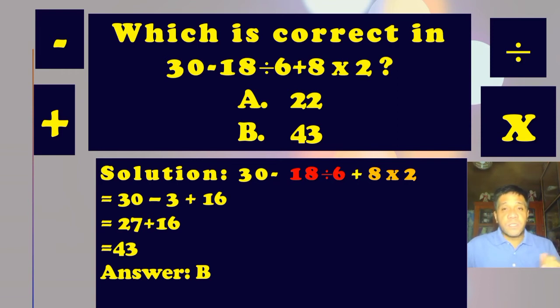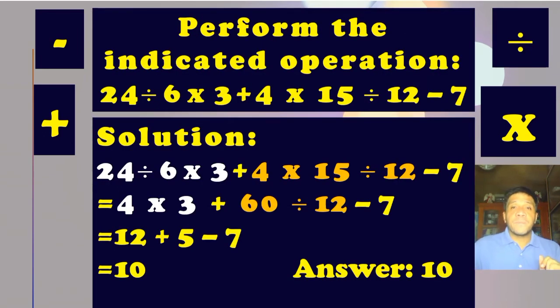Then we have an answer which is 43. Now, let's proceed to another example. We are going to perform the indicated operation. The given is 24 divided by 6 times 3 plus 4 times 15 divided by 12 minus 7.